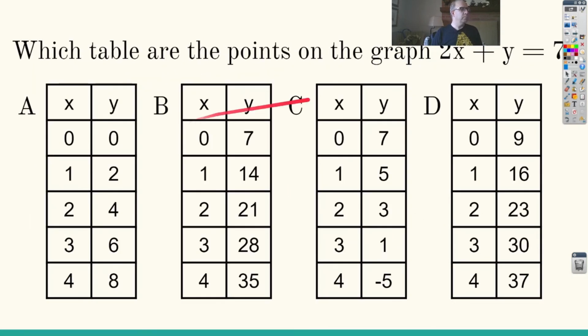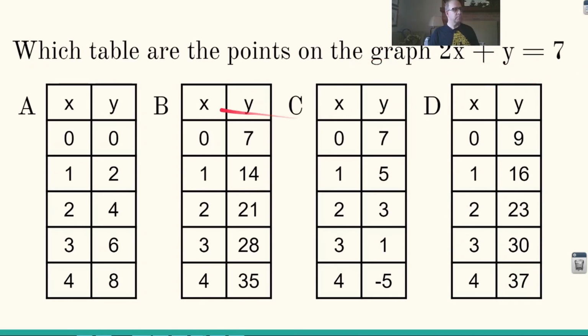Okay? And now I would like you to find which table has the points on the graph 2x plus y equals 7. So let's try it. If I put a 0 in for x, 2 times 0 is 0, so y equals 7. So if I put a 0 in for x, then my y has to equal 7. And so that would not be this one. But this one would be good. This one would be good. That would not be this one. So now I've crossed out A and D.